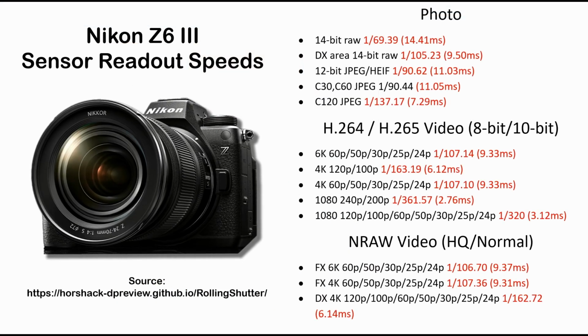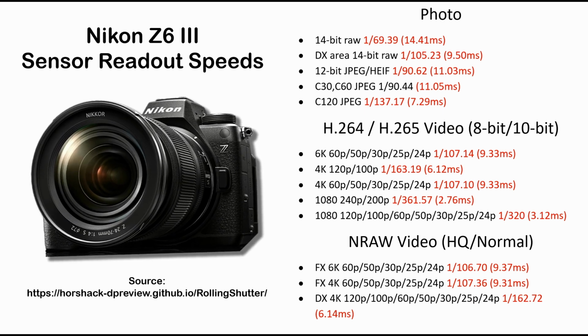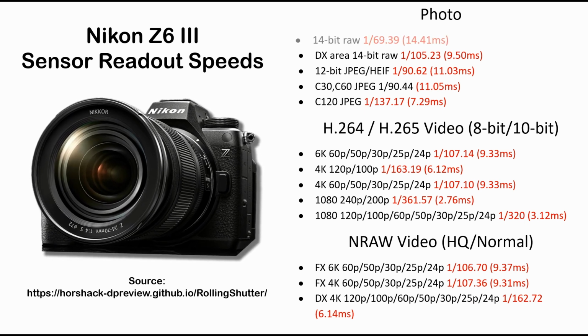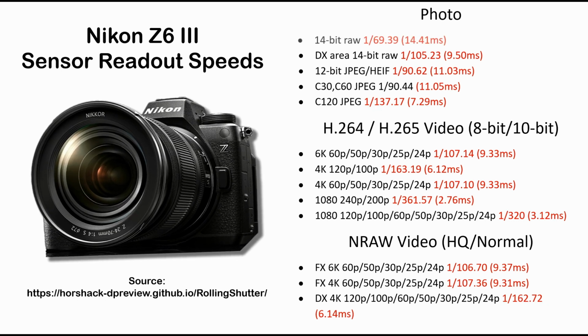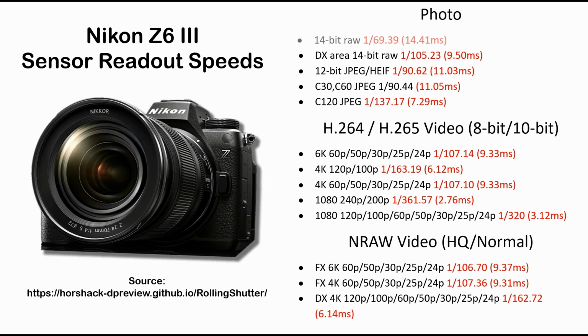Here are all the Z6 III results in a single page. I show the measurements in both fractional speed and millisecond notations. First up are the photo results. The camera reads out the full sensor in just under 1/70th of a second, which is 14.41 milliseconds. This is 3.5 times faster than the previous 14-bit readout speed of the Z6 and Z6 II.